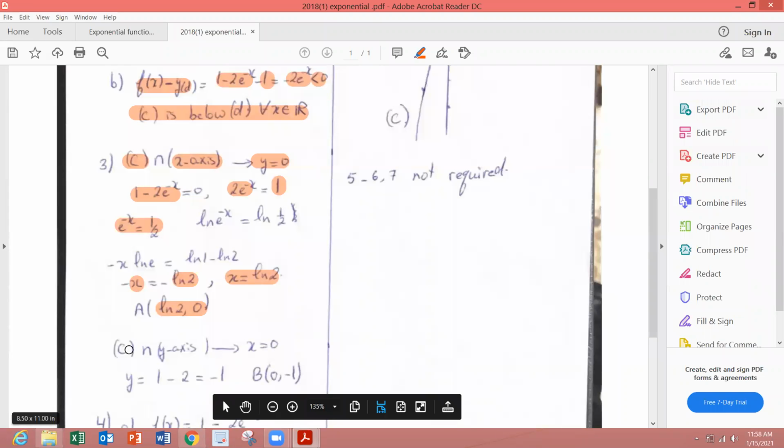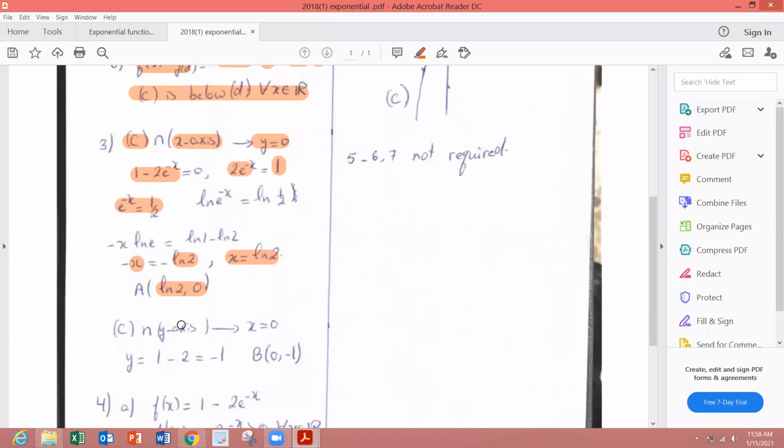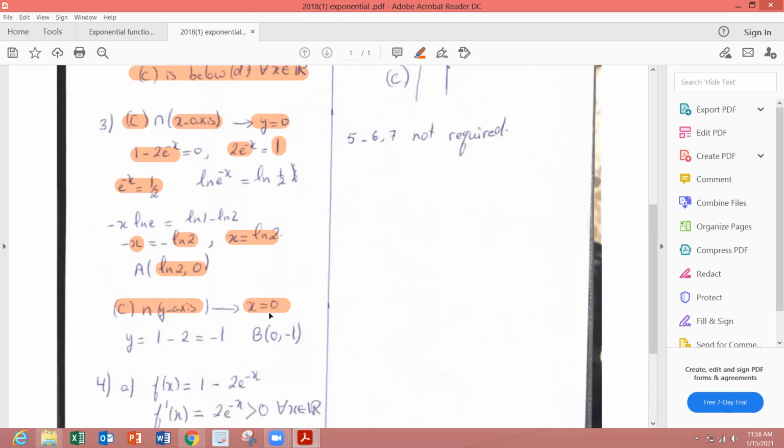Now C intersects the y-axis, so x equals 0. Then y equals 1 minus 2e to the 0. E to the 0 is 1. We get minus 1. So B is (0, minus 1).